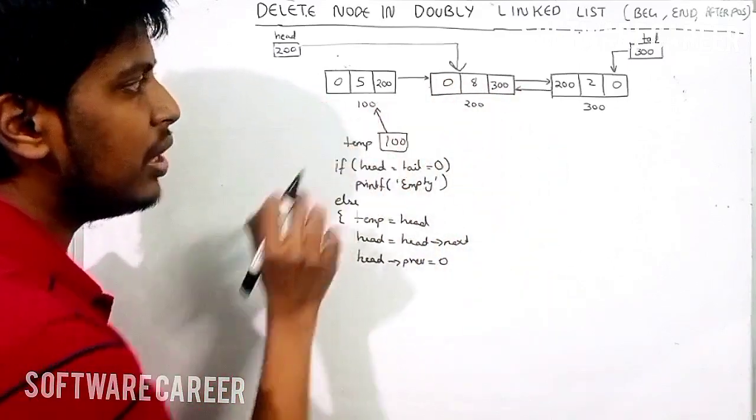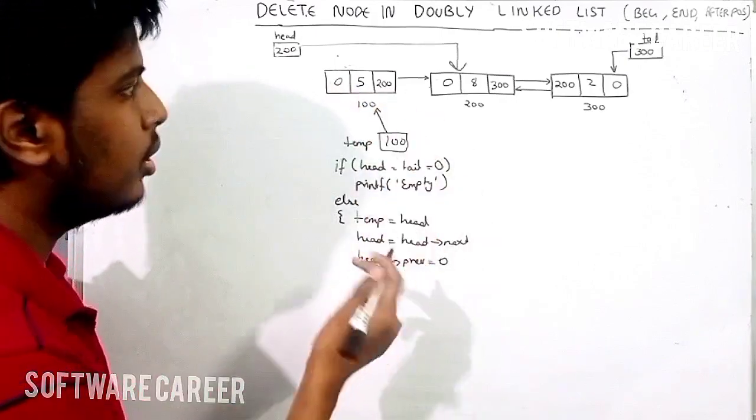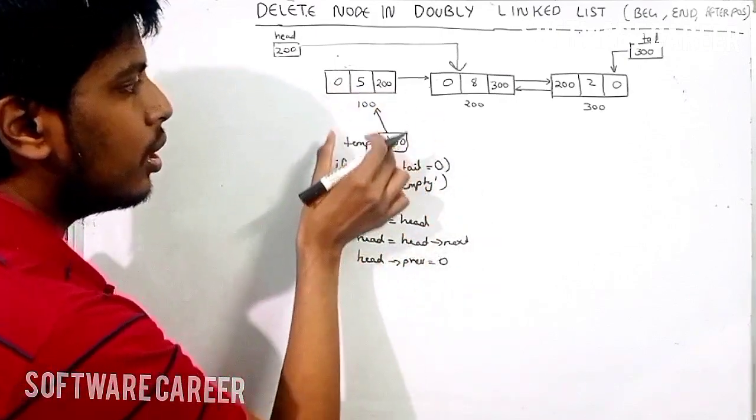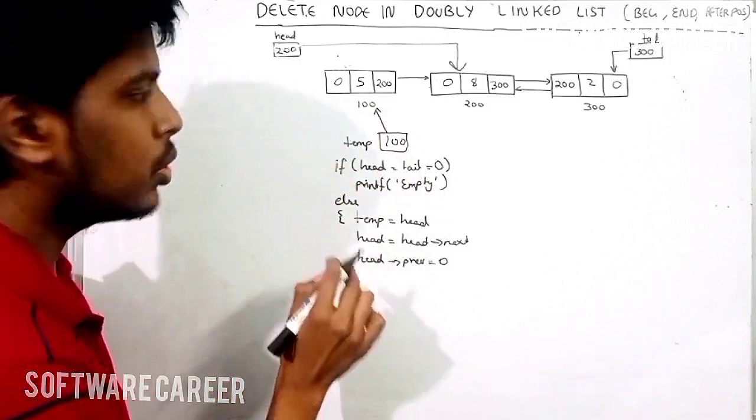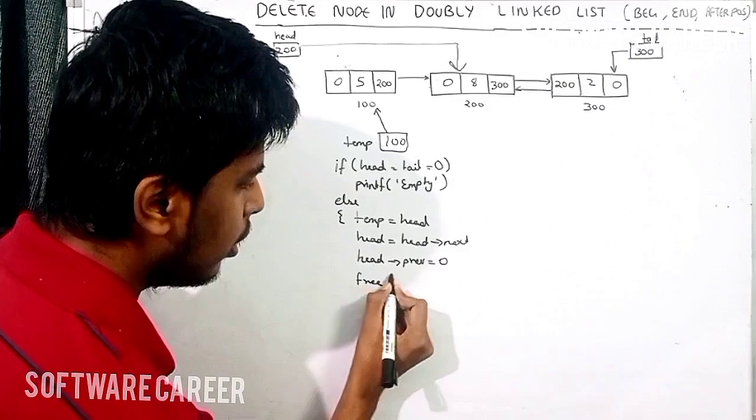But see, now this is memory wastage. You have a data value in it, so you should delete this node. How can you delete it? See, now you have a pointer pointing to this node, that is the temp pointer. So I am writing free temp.